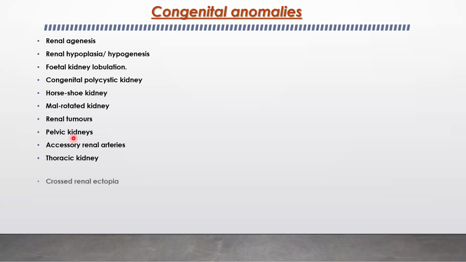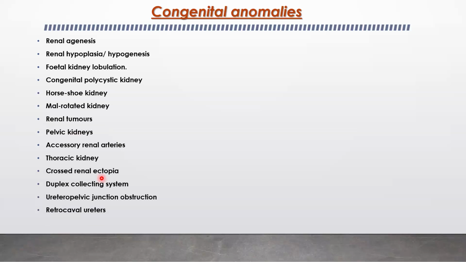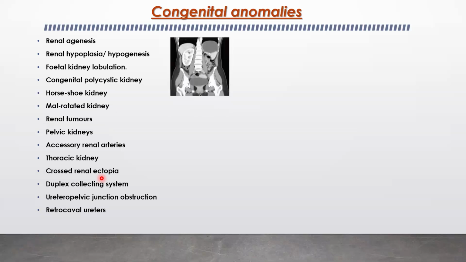You'll have the thoracic kidney. We have cross renal ectopia, where we have two kidneys on the same side. Then you'll have duplex collecting system, where you have two, three or four ureters. Ureteropelvic junction obstruction will lead to constriction of the ureteropelvic junction. The constriction becomes more constricted, and hence you can have hydronephrosis and the rest. Then you have retrocaval ureters, which means they are found behind the inferior vena cava.